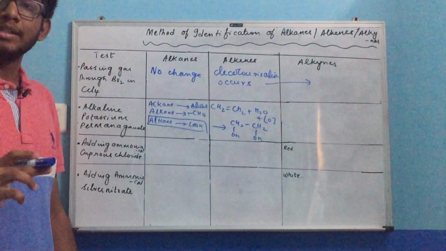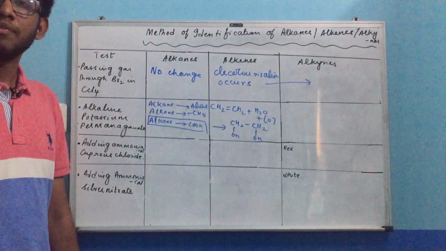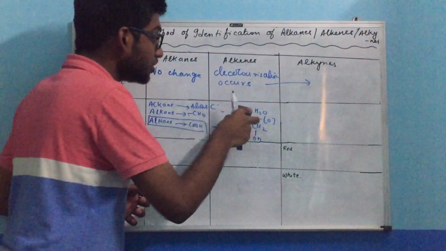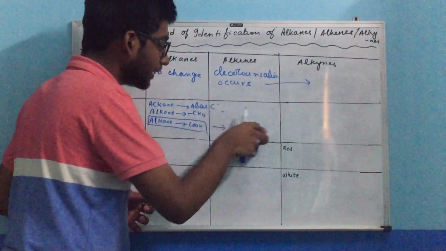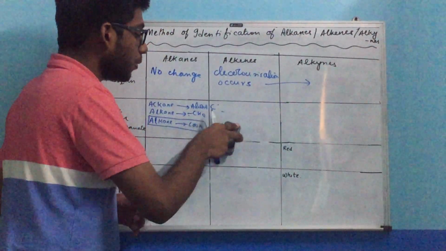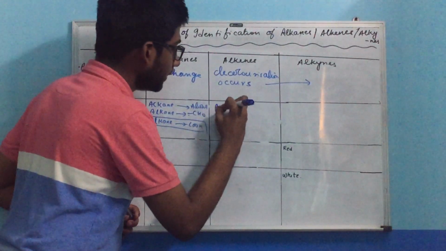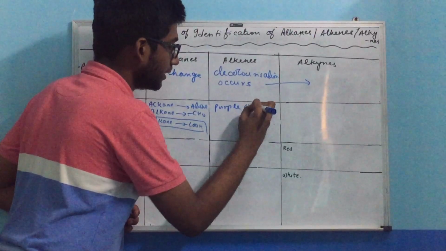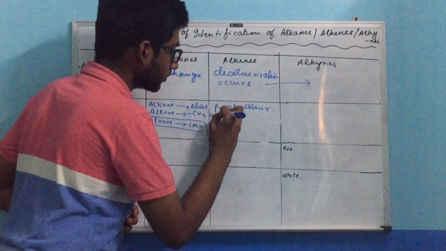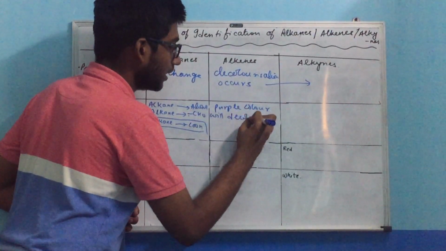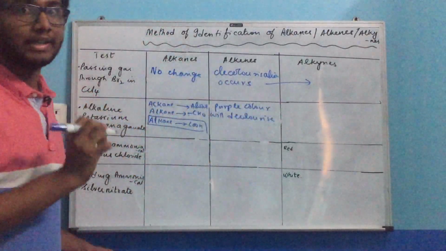We would have already discussed this in the properties of ethene, but I would have mentioned one more thing. The color of potassium permanganate, which is supposed to be purple, will decolorize. So here the purple color will decolorize.